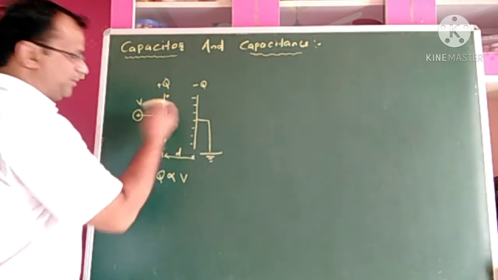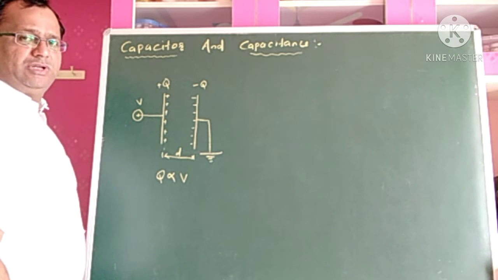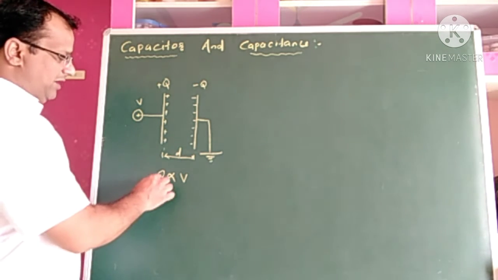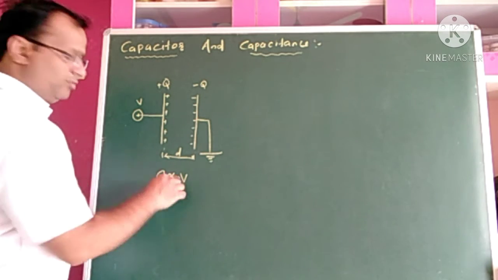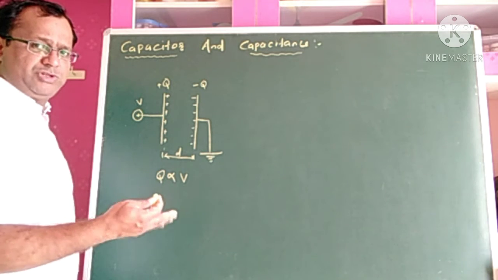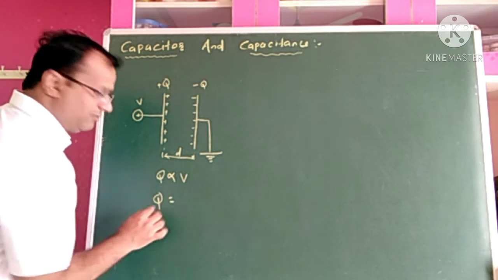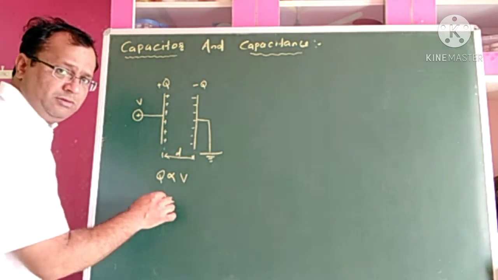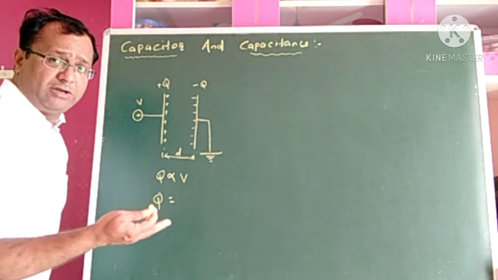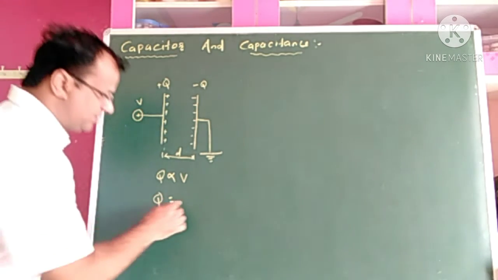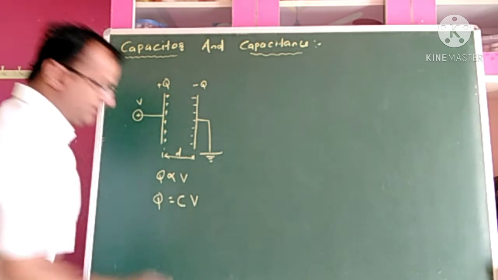If we increase the potential, then the number of charges also increases. Right? So that's why charge is directly proportional to V. Here we want to avoid this proportional sign and take the equal sign. So what do we get? Q is equal to, instead of the proportional sign we take an equal sign. For that we take a constant. Suppose the constant is C, and V is as it is.